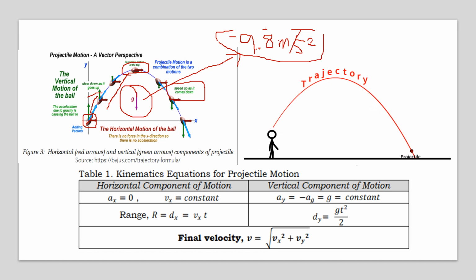Now, the second picture shows a boy throwing a ball. The ball that is being thrown is called a projectile, and the curved path is called the trajectory. Here, Table 1 shows the kinematic equations for projectile motion, under the horizontal component of motion and the vertical component of motion. Be familiar with these formulas because you are going to use them when solving projectile motion problems.